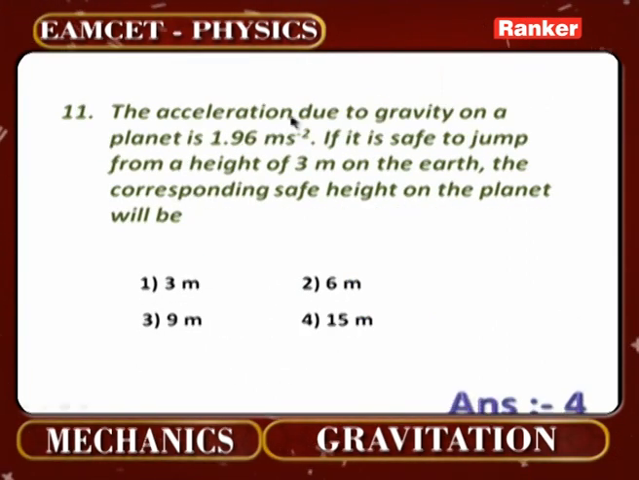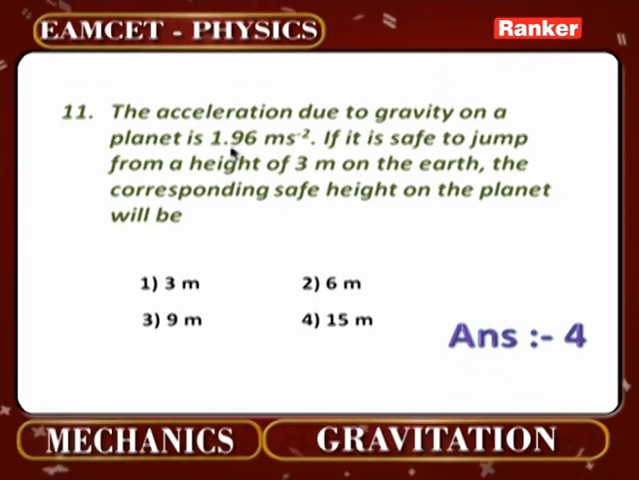The acceleration due to gravity on a planet is 1.96 meter per second square. If it is safe to jump from a height of 3 meter on the earth, the corresponding safe height on the planet. An excellent concept in fact. What is safe height actually? Where from actually one body is to be dropped so that the body will not have any sort of damage. The point is this, you can understand that root of 2gh, that is actually the velocity.